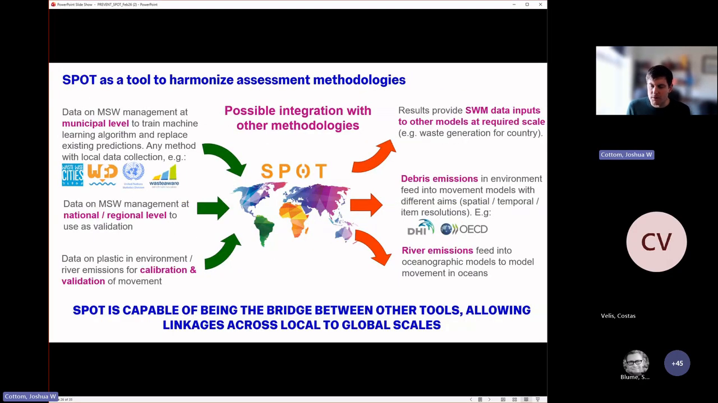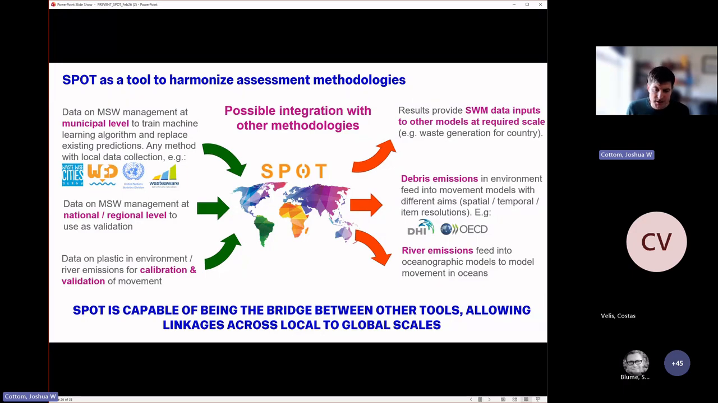So just to give you a more practical demonstration of that using the Spot model, the Spot model can harmonize with different methodologies by using their data inputs. As we alluded to, we can use tools such as the Wastewise Cities tool and the waste flow diagram, use their data, which has already been quality assured, and feed that local level data into the Spot model to try and improve its machine learning capabilities. We can also take data from the national level assessment methodologies and feed that into the Spot model as a source of validation, to make sure that we're getting agreement.